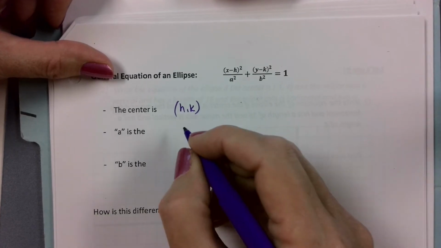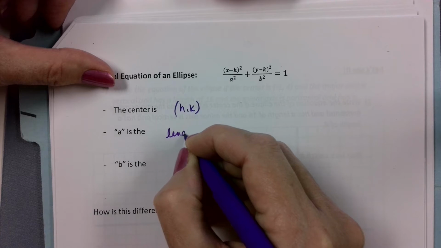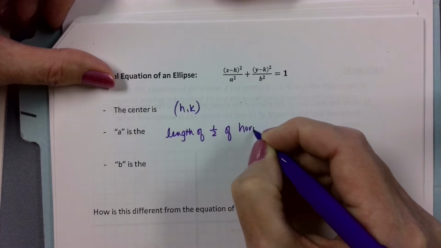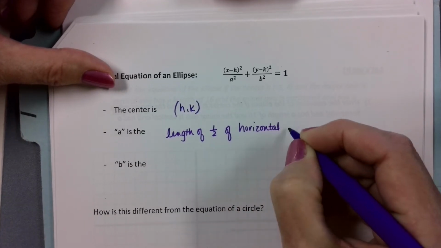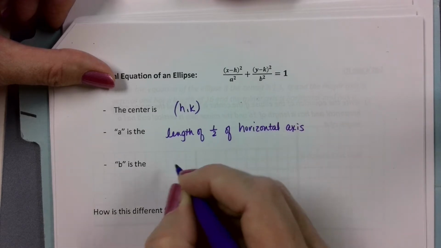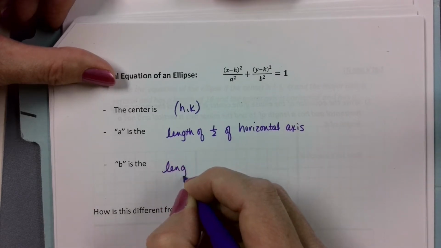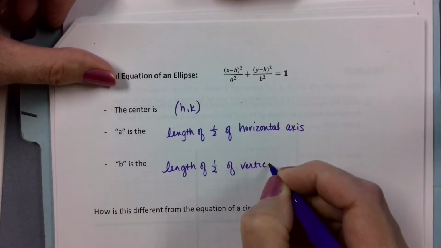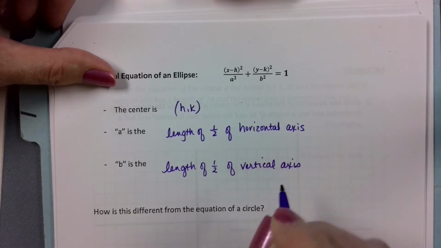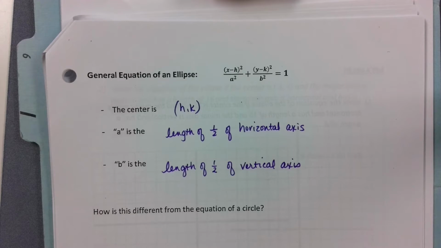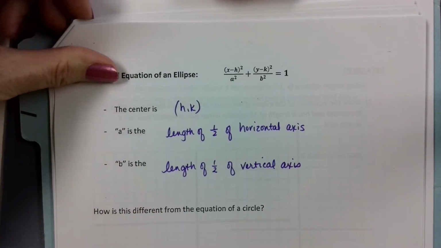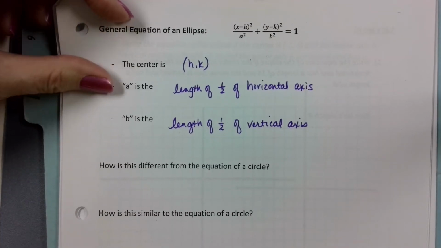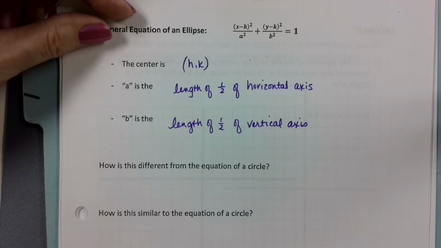a is the length of half of the horizontal axis, and b is the length of half of the vertical axis. And when we get ready to graph it, that'll make more sense to you if that's not clear. Let's go back to what the differences are.